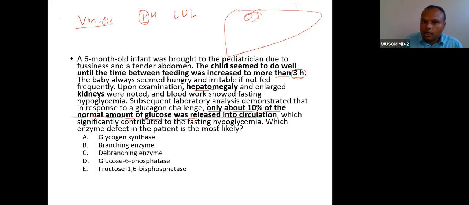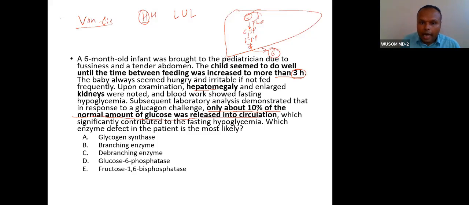This glycogen will degrade with phosphorylase to glucose 1 phosphate, and then to glucose 6 phosphate. And then what will happen? If this enzyme is absent, this glucose 6 phosphate will not come. So no glucose will come out of the cell. If glucose 6 phosphatase is absent, no glucose will come out of the cell.